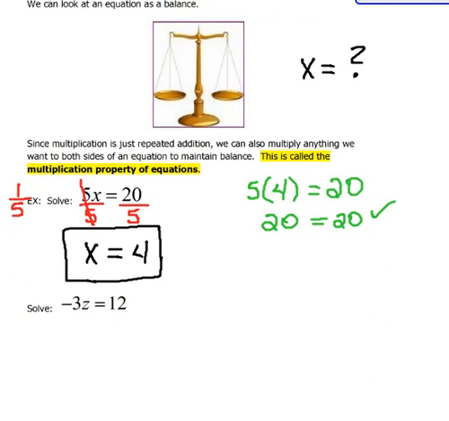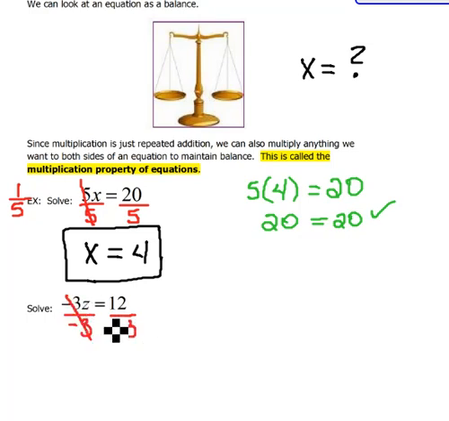Now let's try another one here. Here we have negative 3z equals 12. And again, we want to get the letter or the variable alone. So we have to look at what's going on between it and the numbers that are with it. This says negative 3 times z equals 12. Well, what would be the opposite of multiplying by a negative 3? That would be to divide by a negative 3. The opposite of multiplying is dividing. We can do that as long as we do it to both sides.